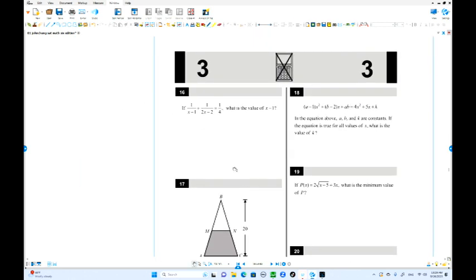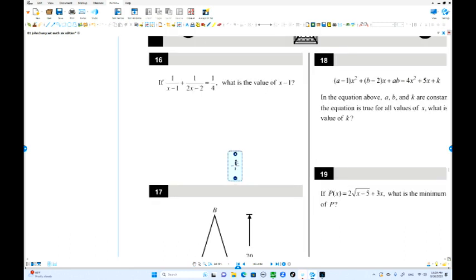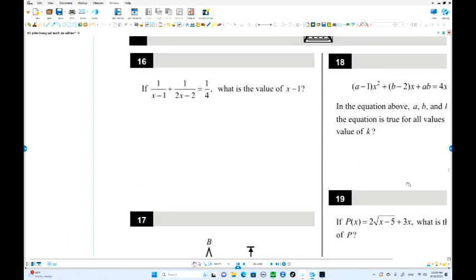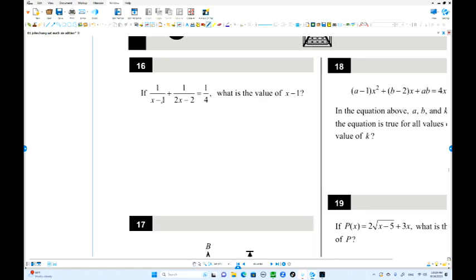Here is number 6. What is the value of x minus 1? Maybe you can solve this one if you can find x minus 1 in the equations. This is x minus 1. This is also a 2x minus 1. You can let k equal x minus 1, okay?